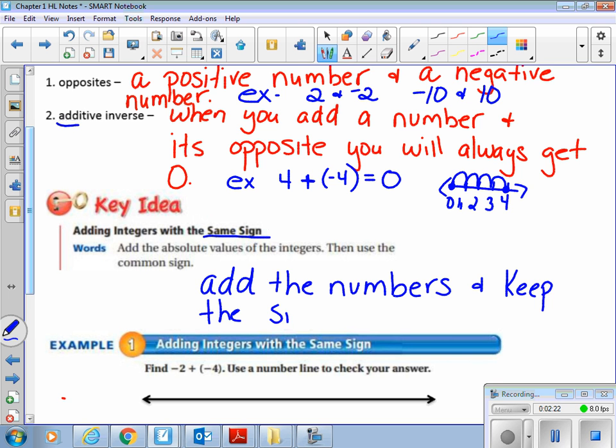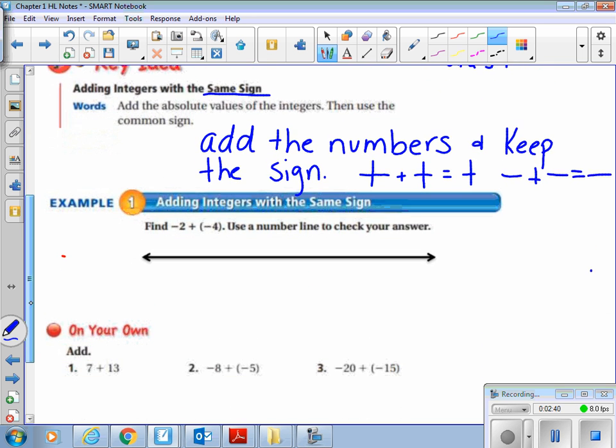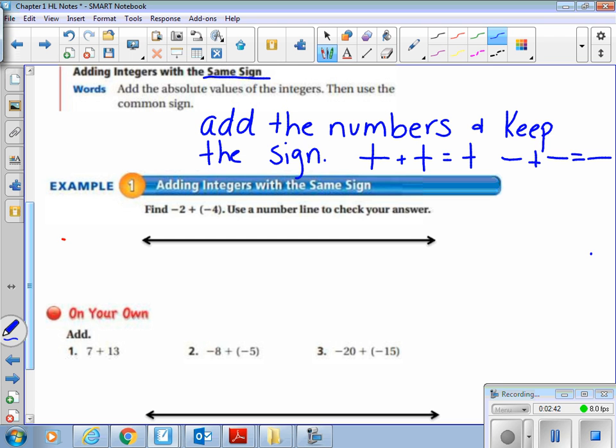And then we'll put that in there as well. Positive plus a positive equals a positive, and a negative plus a negative equals a negative. So for example, in example 1, we are adding negative 2 plus negative 4. So I'm going to add 2 plus 4 is 6, and I'm going to keep the sign. A negative and a negative is going to give me a negative answer, negative 6.